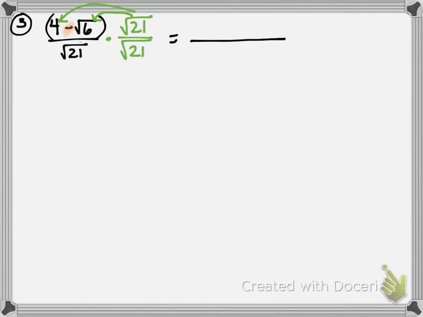So in the denominator, I have the square root of 21 times the square root of 21, which is not 42. You said add it? No, I said times. 441. Okay, in the numerator, when I distribute, 4 times the square root of 21 minus, what's 6 times 21? 126.